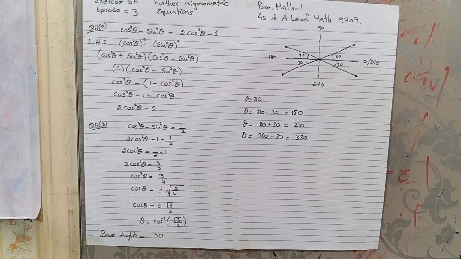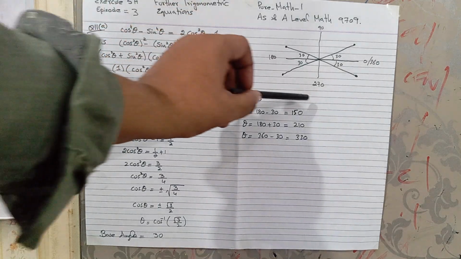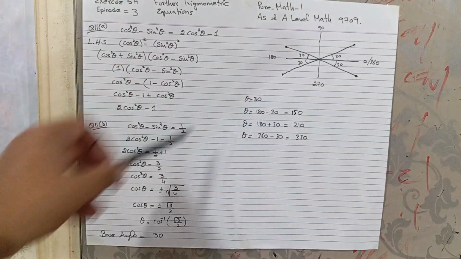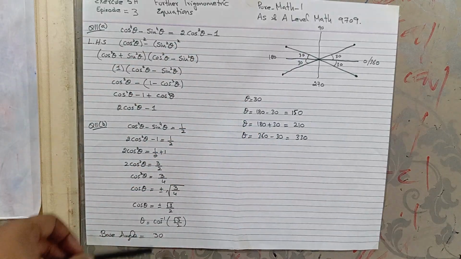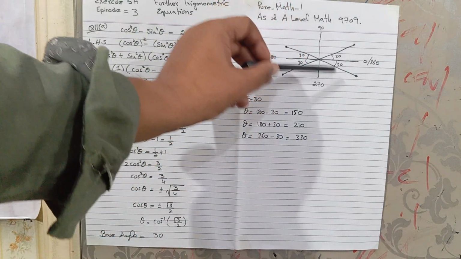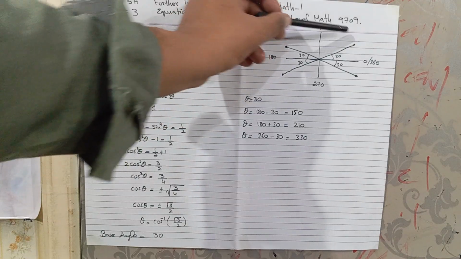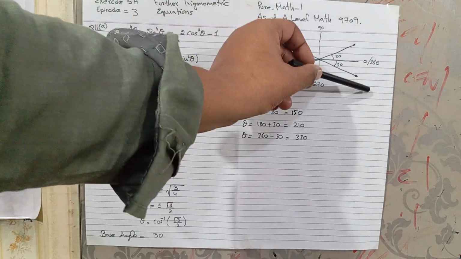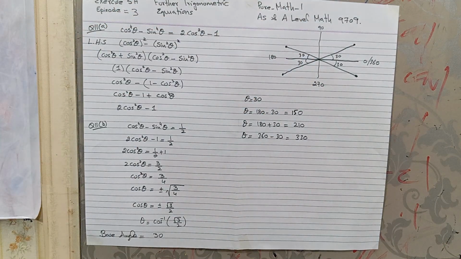So you will get 4 answers. One is 30, one is 150, one is 210, and 330, because the cos is both positive and negative. It is in the first quadrant, it is in the second quadrant. Here it is positive, here it is negative, here it is negative, here it is positive. So we found the angles in all 4 quadrants, which will have this value.